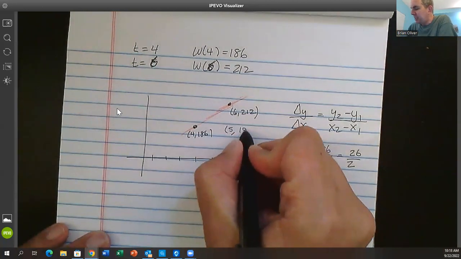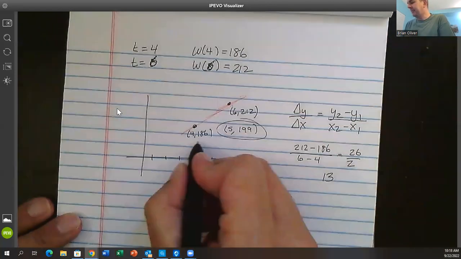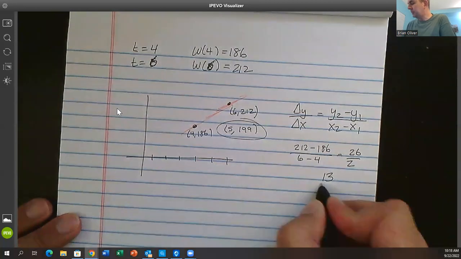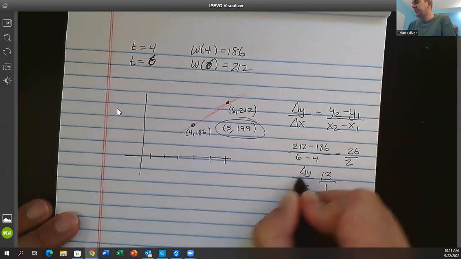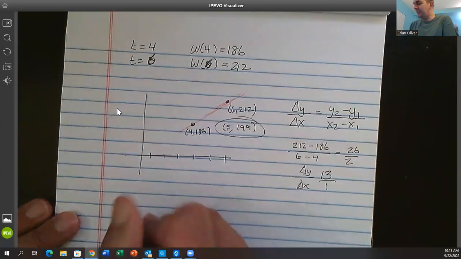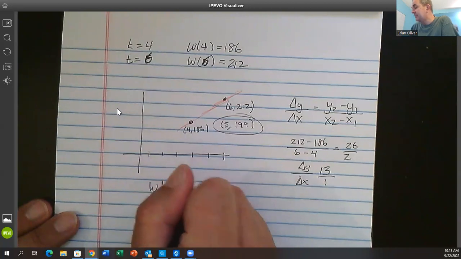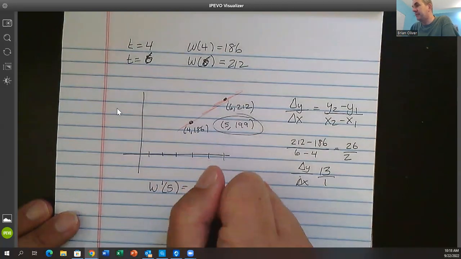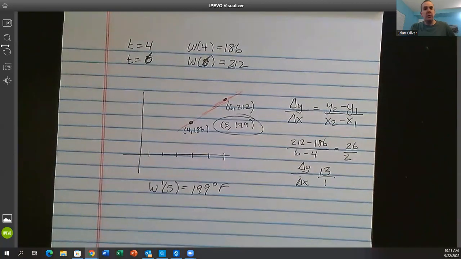So again, a good estimate would be 199, because again, I'm going up 1, 4. There's my change in x down below. The change in y is 13, so I went up about 13. So if you were asking me what I think the value is at 5, if I made this prediction, it would be about 199 degrees Fahrenheit. So that is our idea of kind of using derivatives in practice.